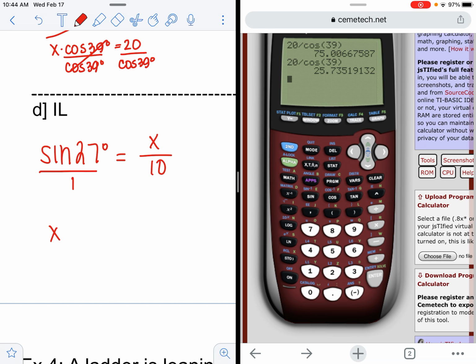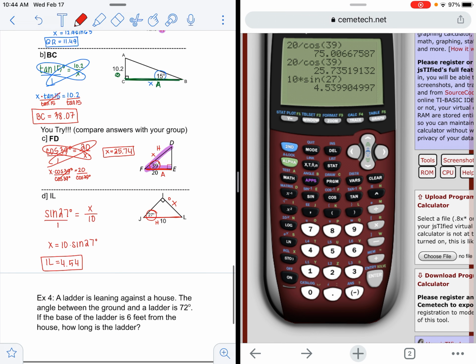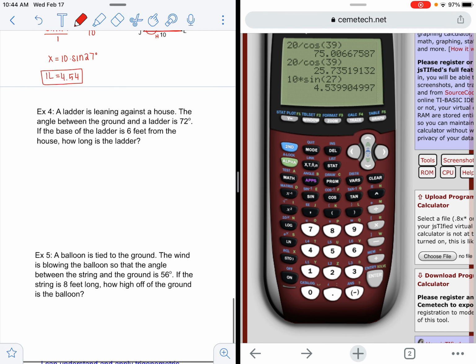X over 10. I need to solve this. It's a missing side, so I'm going to put this over 1 and cross multiply. 1 times X is X, and then I have 10 times the sine of 27. Put that in my calculator, 10 times the sine of 27. Hit enter, and I get IL is 4.54. And that's it.